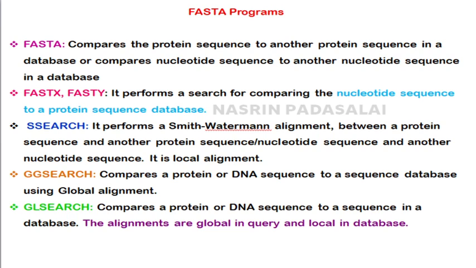Next is called GL search. So same, it will also compare a protein or DNA sequence to a sequence present in the database, but here the alignments are global in query and local in the database. So both global and local alignment are possible with regard to GL search. That's why they are giving G and L: global in query and local in database.